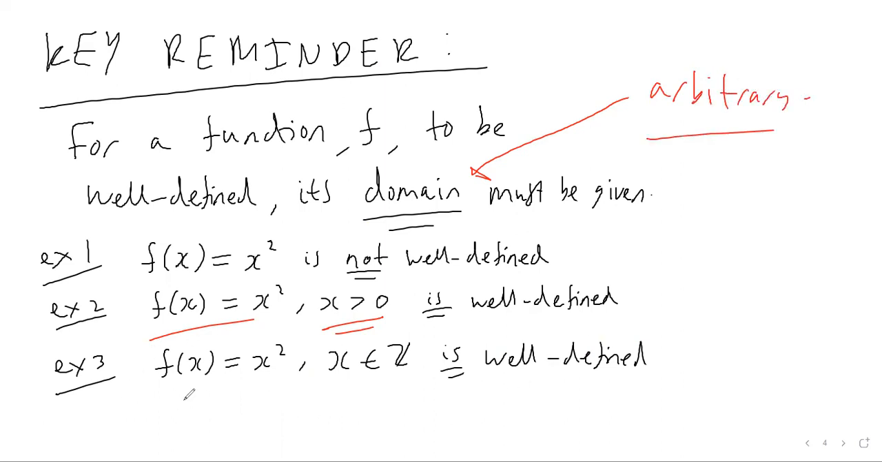Then again, this third example here, f of x equals x squared. But this time we've said this function exists only for integers. Remember, this set is the set of integers, so the set of whole numbers. This is well defined, and this is well defined, but this is not. We've got to specify the domain, and your questions in your exam will specify the domain. Otherwise, it's not a well-defined function.